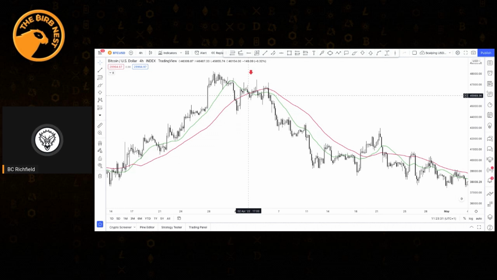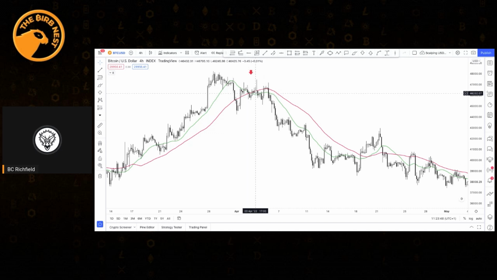Okay. Now, it's worth remembering that these are lagging indicators. That means that they happen after the price action has taken place. So how can we use that, stop it being against us and actually use it to our advantage? So I'm going to show you how I use them.